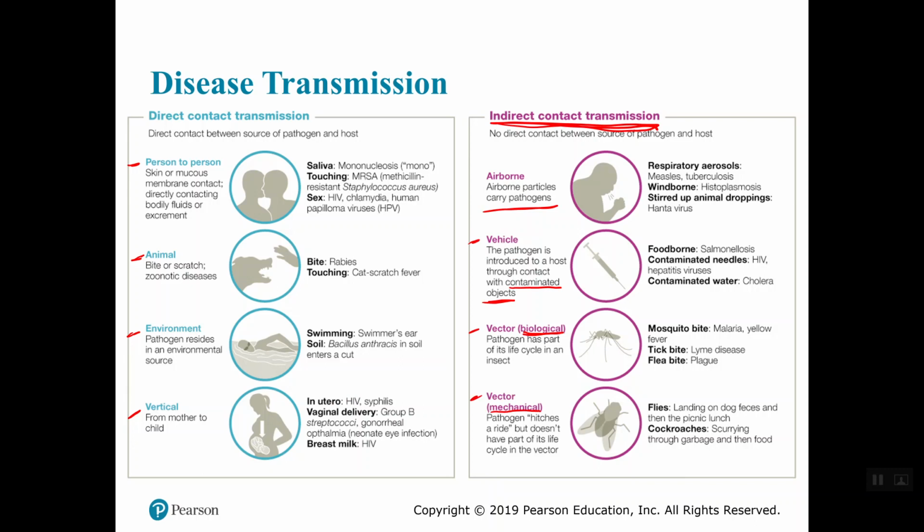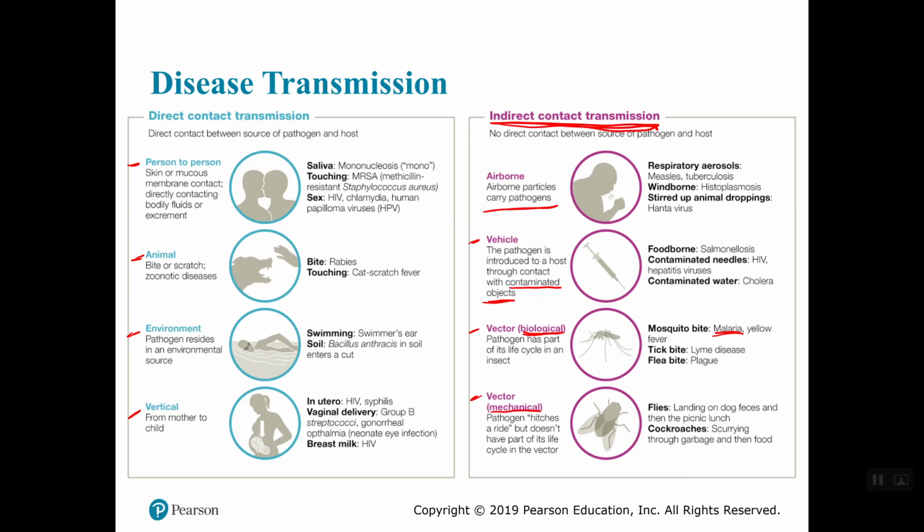So an example of this would be malaria. Malaria has a very complex life cycle, but it actually undergoes a maturation process within the mosquito's gut, and then it moves up into the salivary glands of the mosquito, and then it's injected into the human.